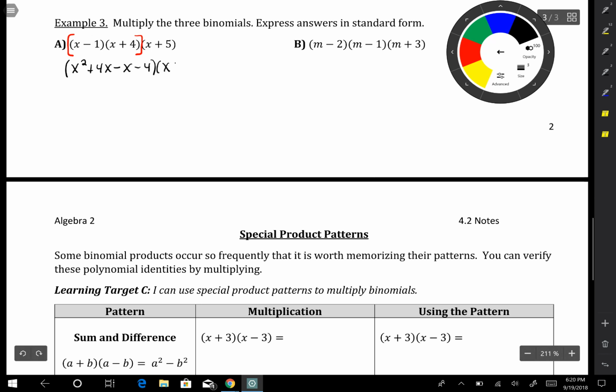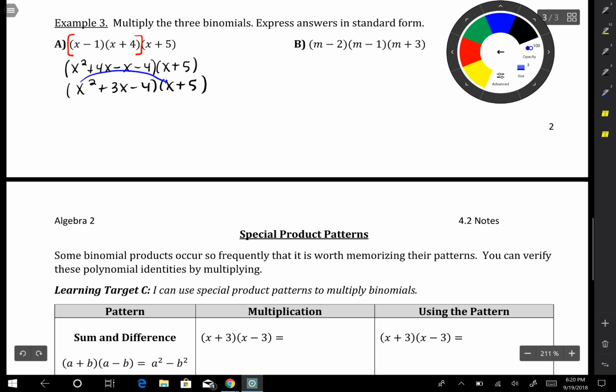That is still multiplied times x plus 5. But I'm going to combine my two like terms in that product. So that would be x squared plus 3x minus 4. And now I can multiply it by x plus 5. So it's a trinomial times a binomial now.